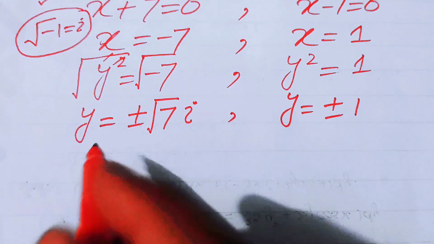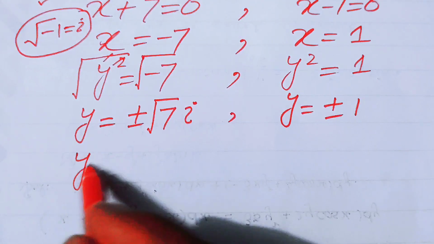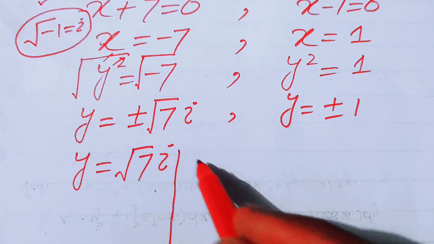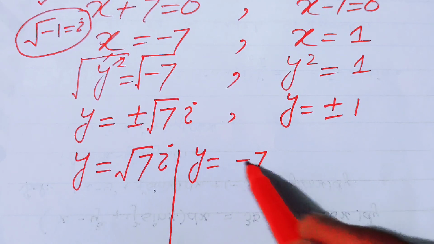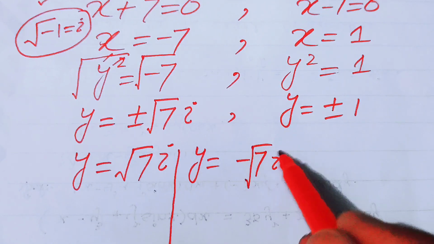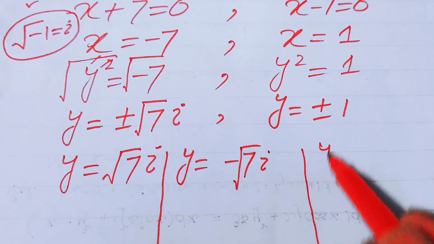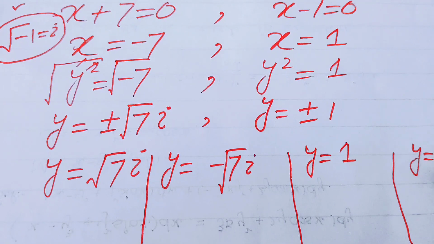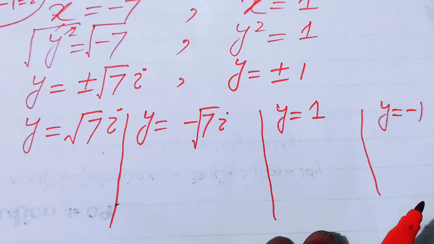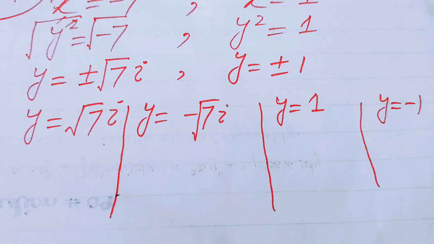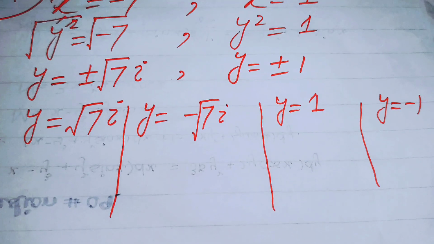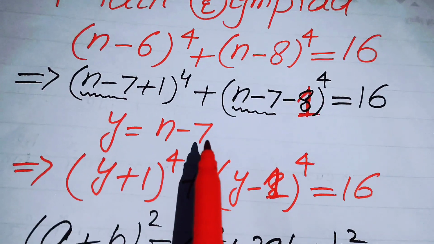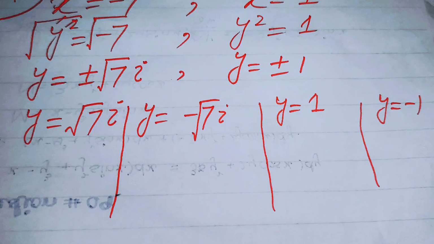And now here we have again four cases: y is equal to plus square root of 7 iota, this is the first case, and y is equal to minus square root of 7 iota, this is the second case, and the third one is y is equal to plus 1, and the fourth one is y is equal to minus 1. So here we have these four cases, and now we back substitute the value of y, and at the start of the question we took the value of y as n minus 7. So we will back substitute this value here.